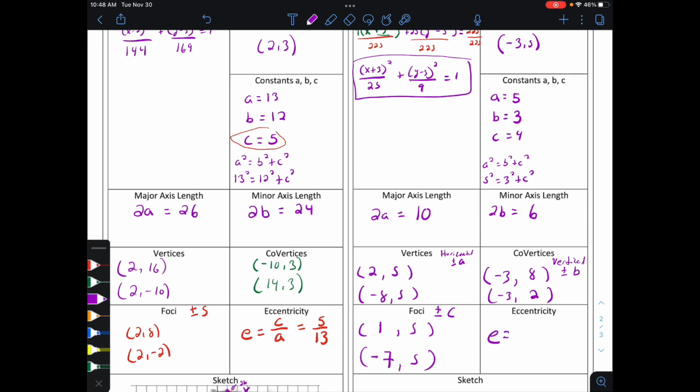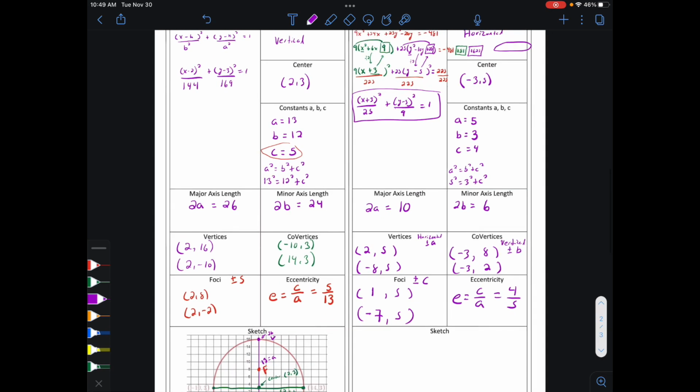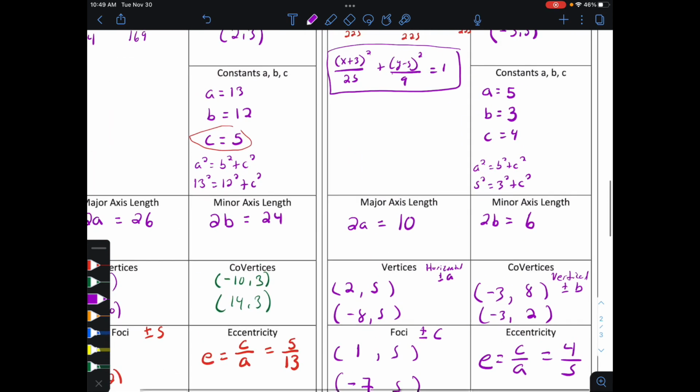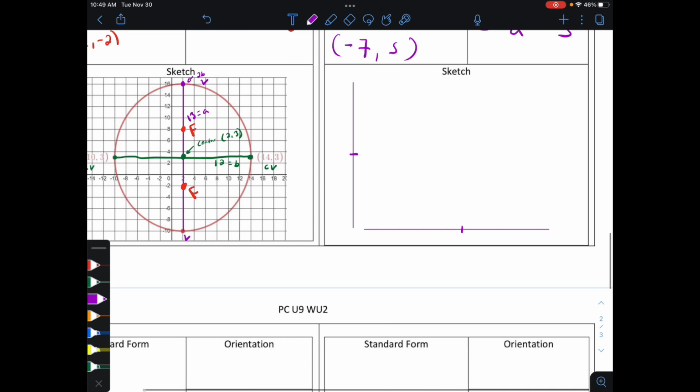Eccentricity is the ratio of c divided by a. c is 4, a is 5, it's less than 1, we're good to go. All right, so we want to make a sketch for this. If we're not given a grid, we can make a sketch making scales here. In the middle of my scale, I'm going to put my center, which is what? I already forgot. Negative 3, 5.